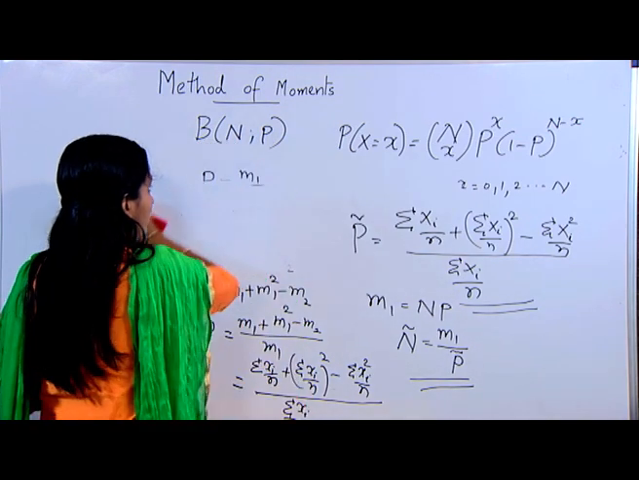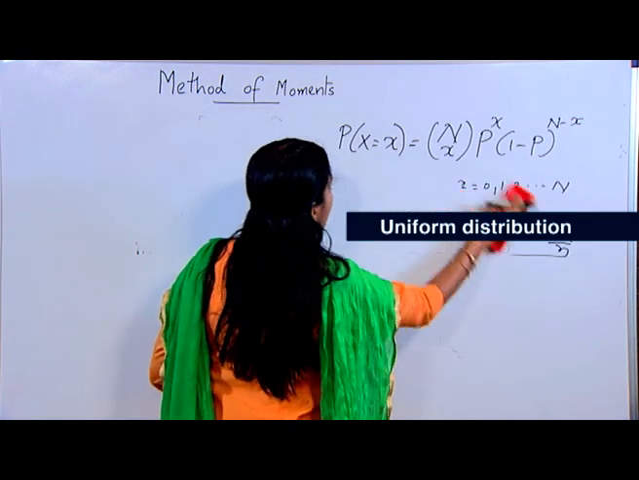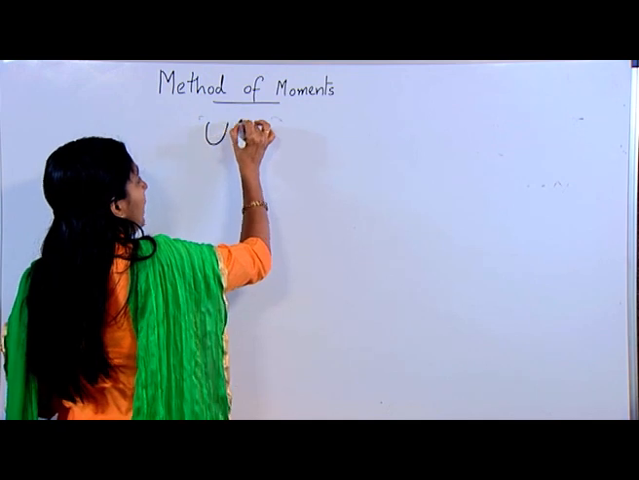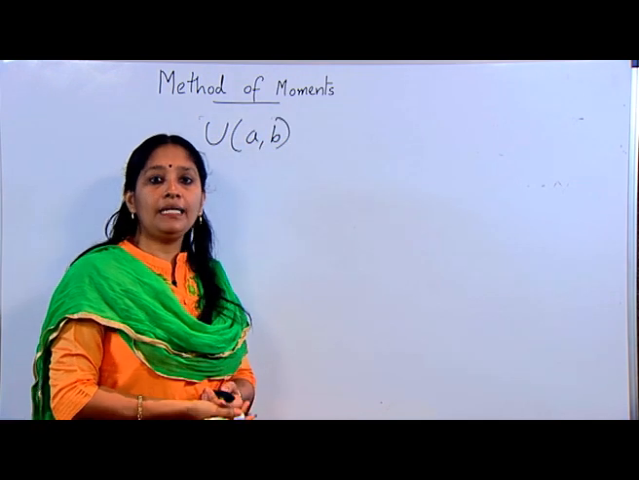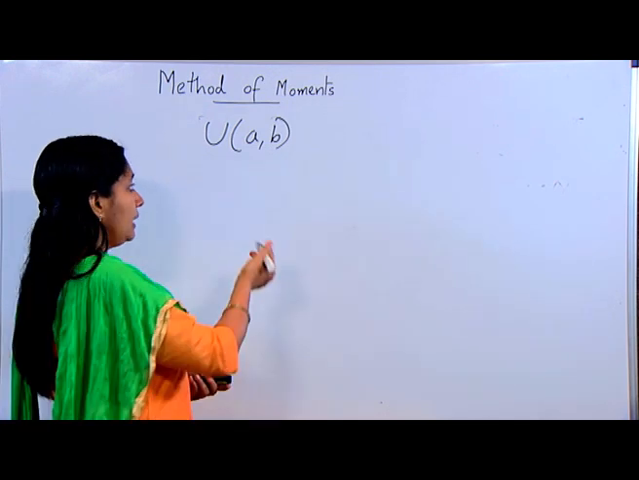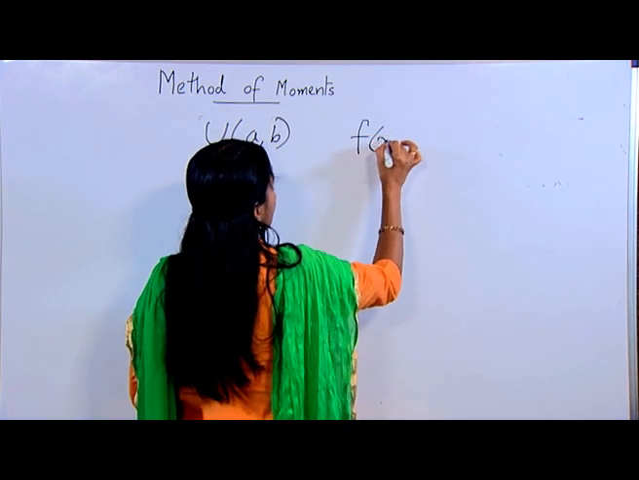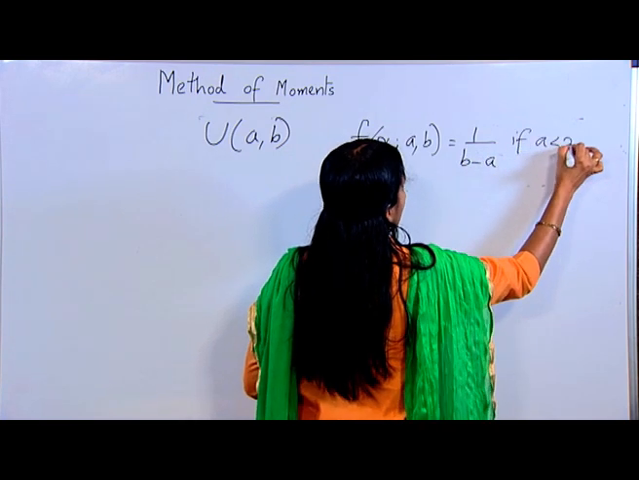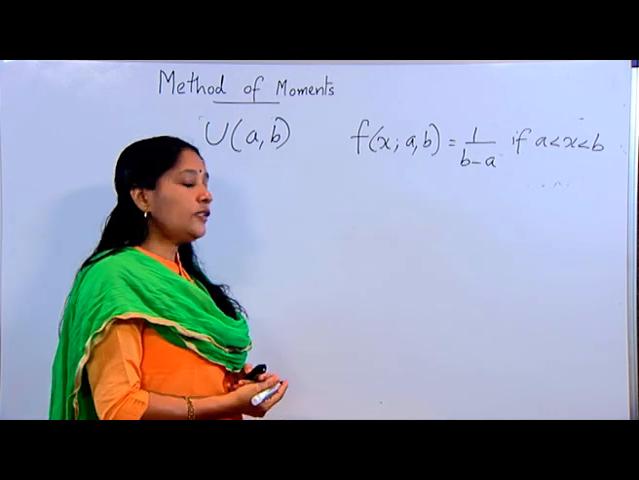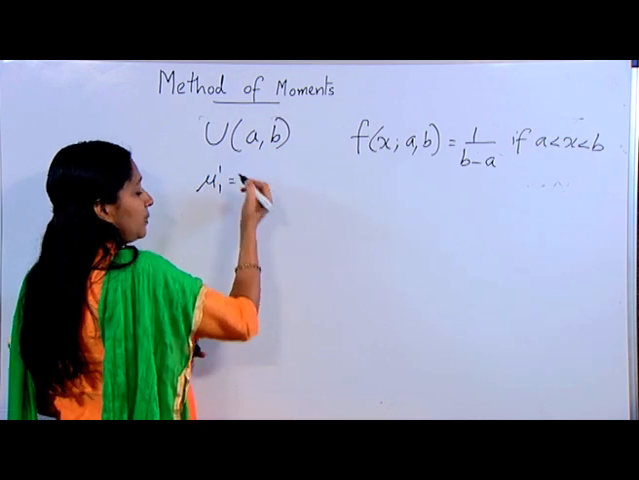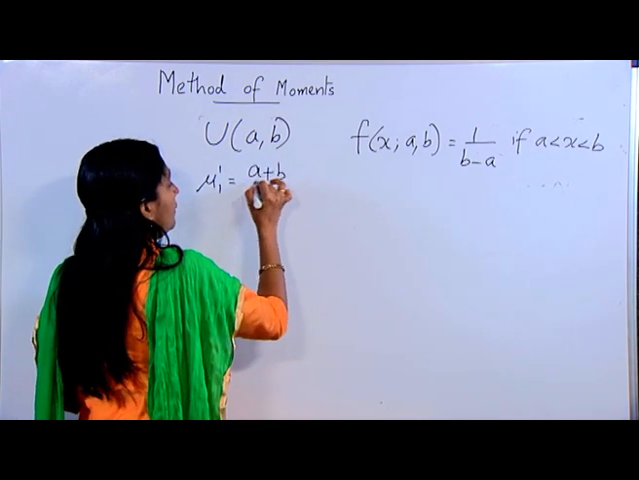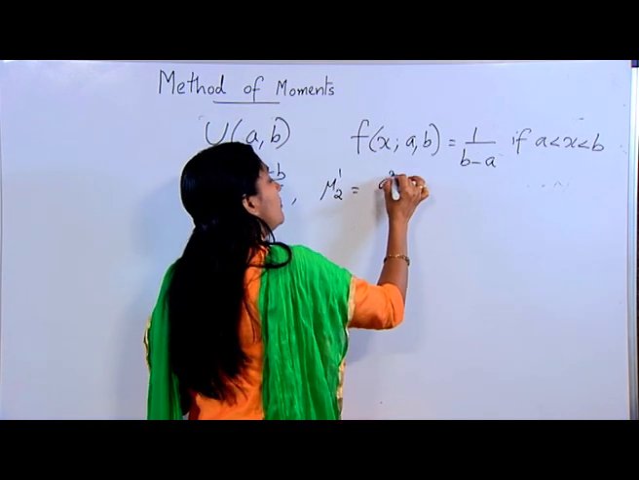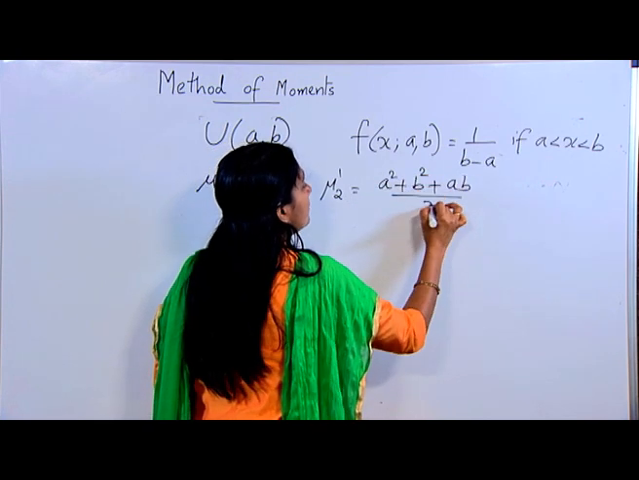Now, we have uniform distribution. So, we are taking a random sample from the uniform distribution. We consider uniform distribution with parameters a and b, where a and b are real values. In this case, we have the density function f of x; a, b is equal to 1 by b minus a if a less than x less than b. The first order population moment, again we have mu 1 dash or expectation of x is equal to a plus b divided by 2, and the second order population moment mu 2 dash is equal to a square plus b square plus ab divided by 3.